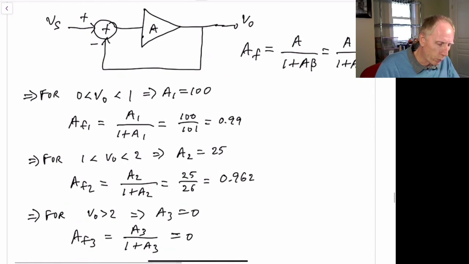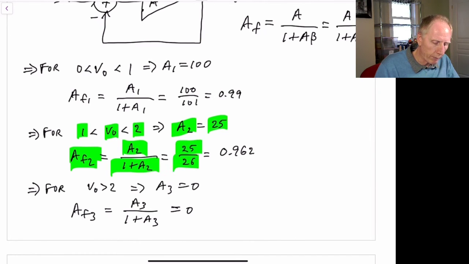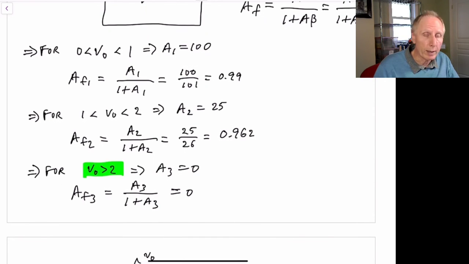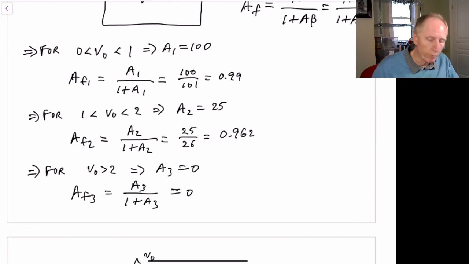When we go to an output between 1 volt and 2 volts, the gain now is A2. Put it through the same equations, and we see that the closed loop gain in this region is now going to be A2 divided by 1 plus A2, or 25 over 26, and that's 0.962. Finally, when Vout is trying to be greater than 2, we see that the gain becomes 0, so the closed loop gain becomes 0 divided by 1 plus 0, so it's just 0. In fact, we'll see that the output never gets above 2 volts.